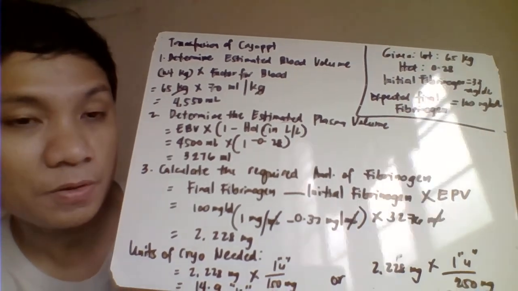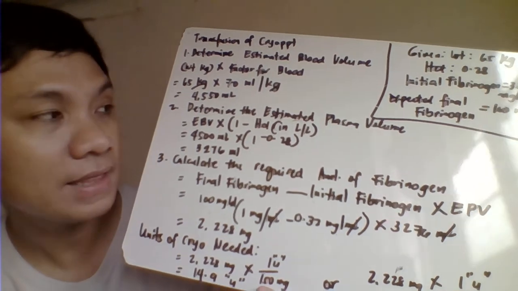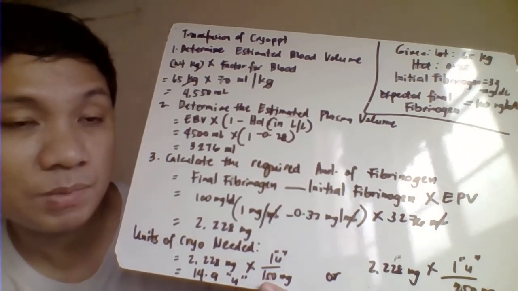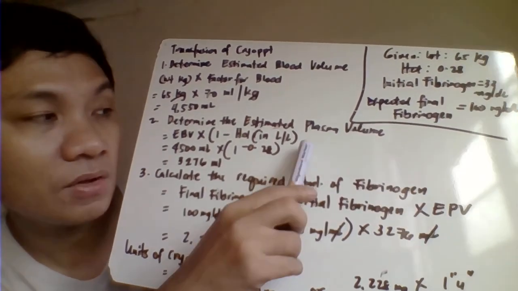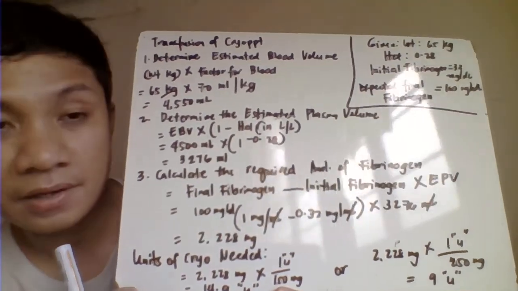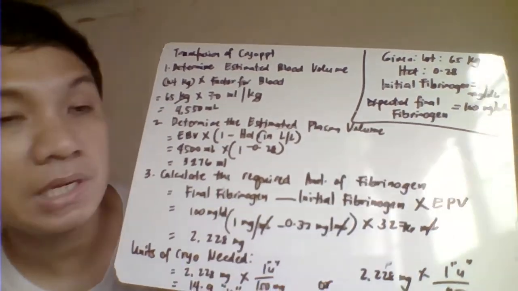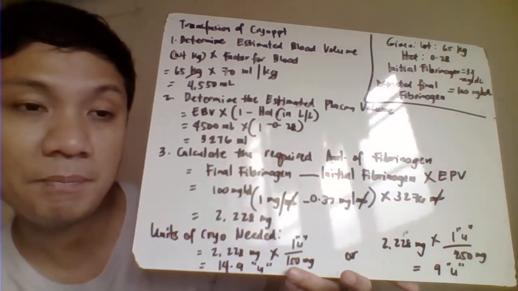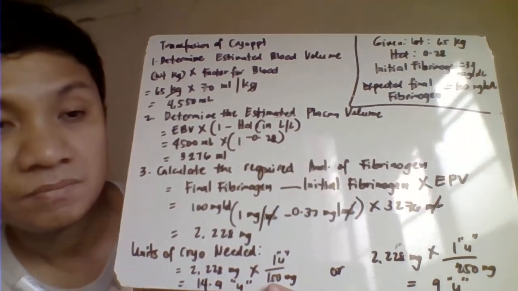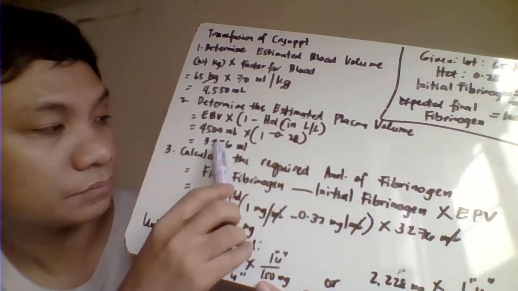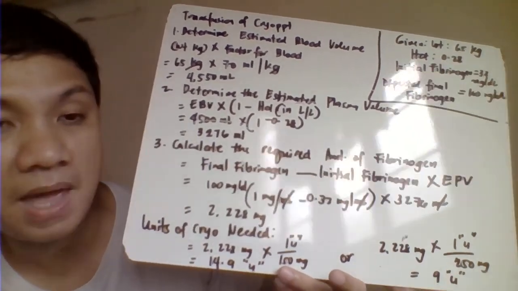After you compute your estimated blood volume, we're going to compute the estimated plasma volume. Estimated plasma volume is your estimated blood volume multiplied by the difference of 1 minus the hematocrit of the patient. You need to present that in liter per liter; since this one is already liter per liter, fine. But if you have percent, you just need to move the decimal places so it becomes liter per liter. And for this one, our result is 3,276 mL.